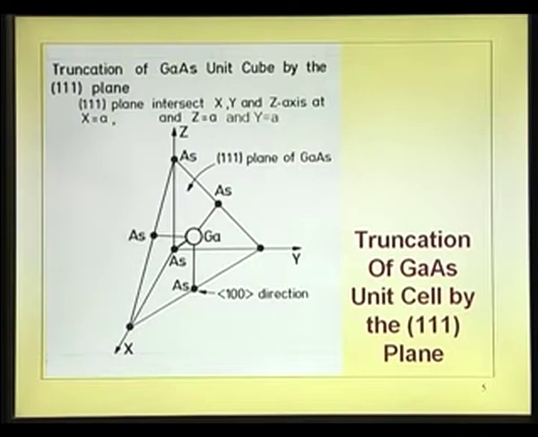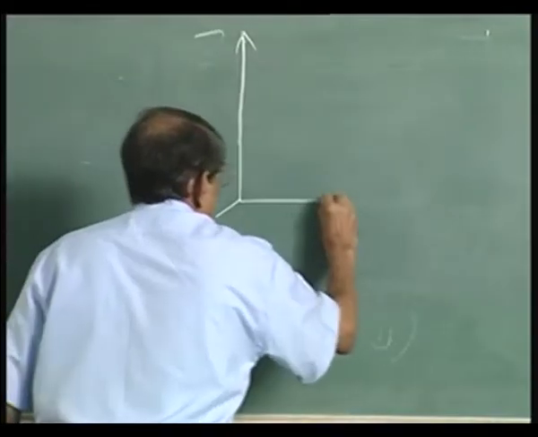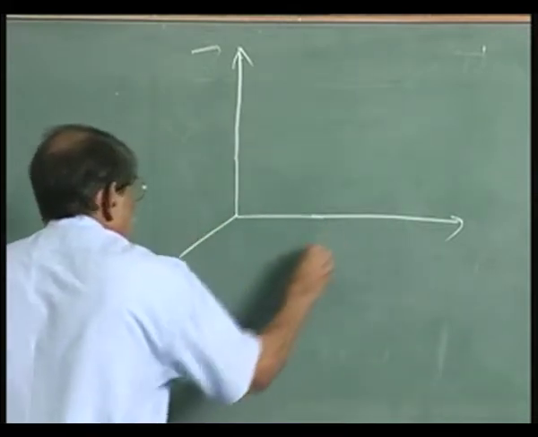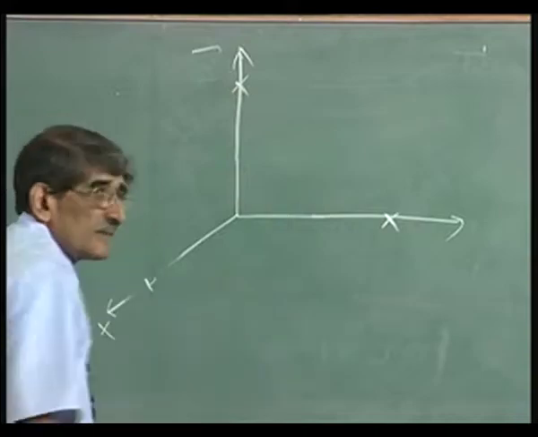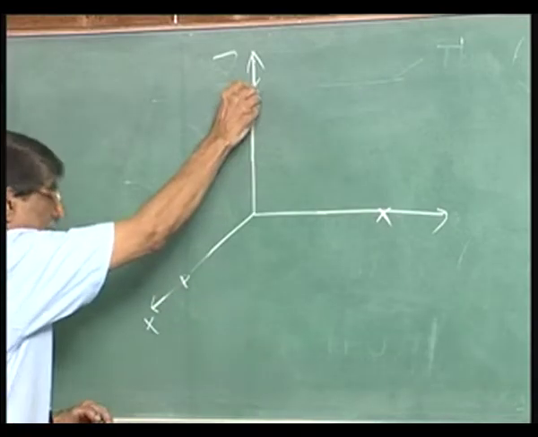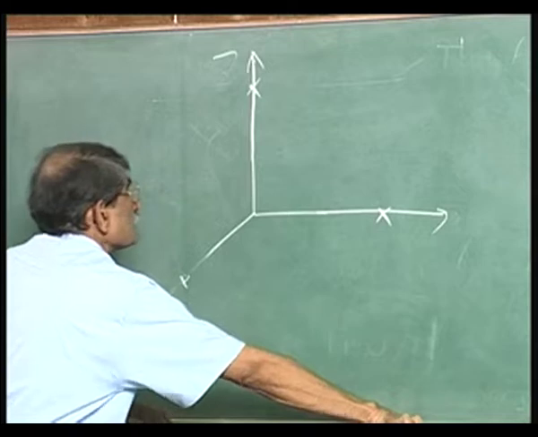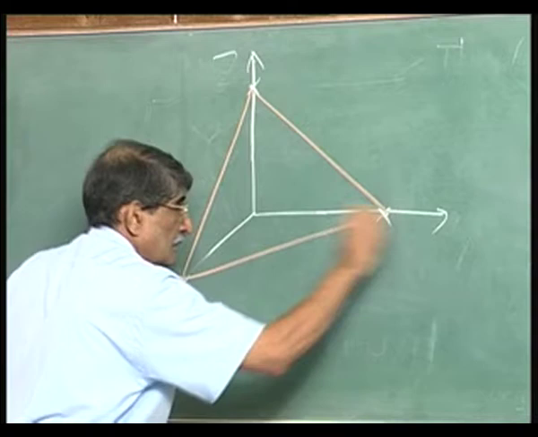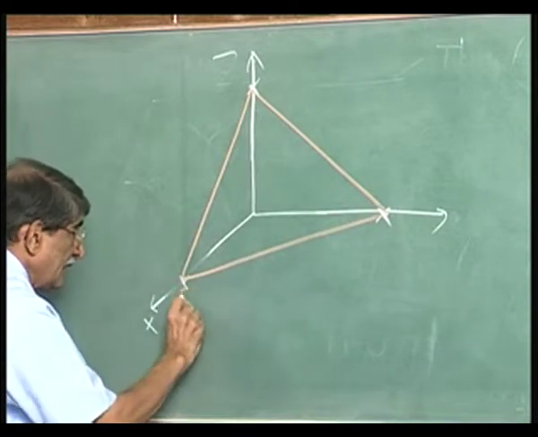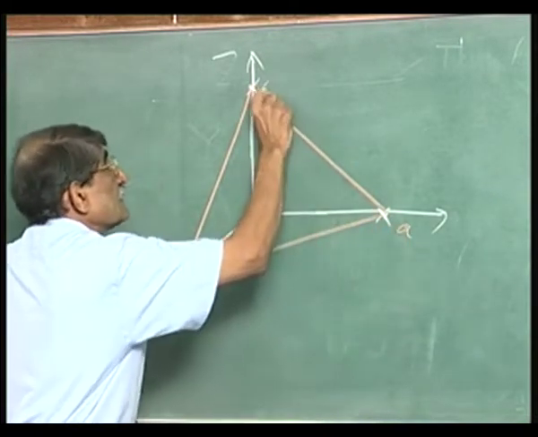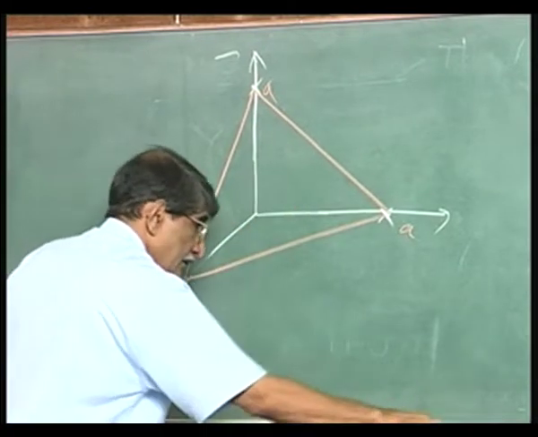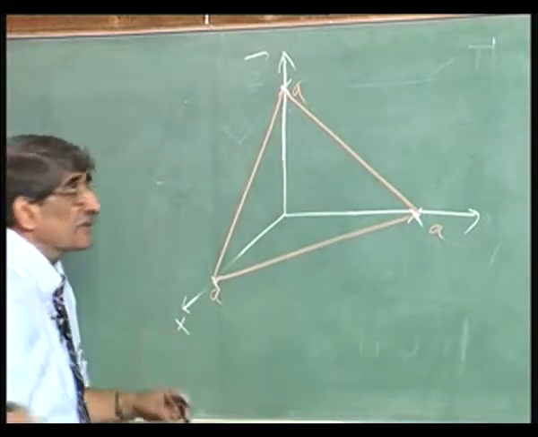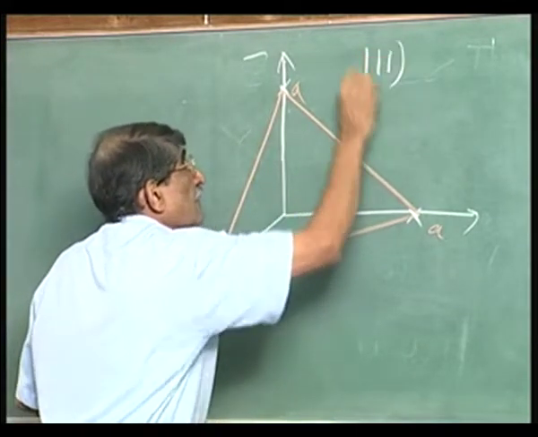So, what we are trying to see now in that picture is the plane which intersects here, here and here. Okay. That is this plane. We have marked it there. That is A and A. So, this plane actually intersects at 1, 1, 1, and the inverse of that also is 1. So, that is the 1, 1, 1 plane.